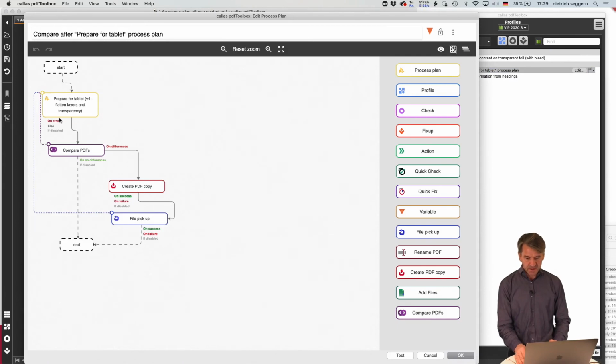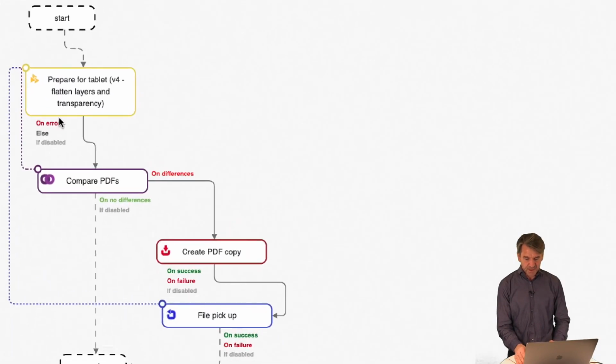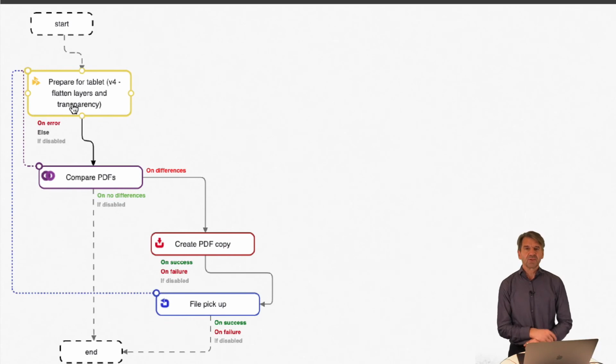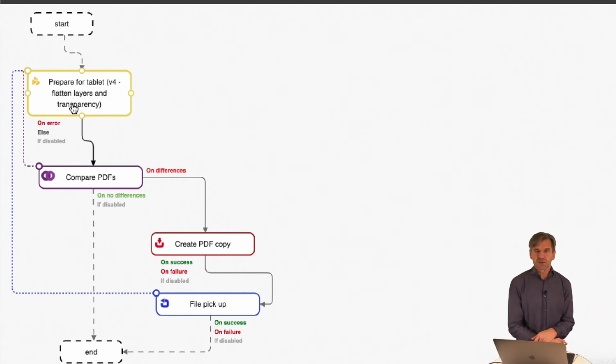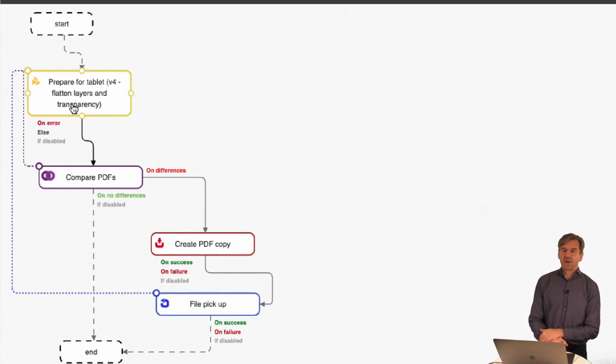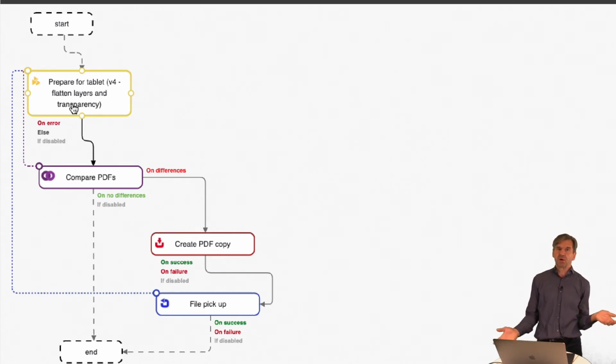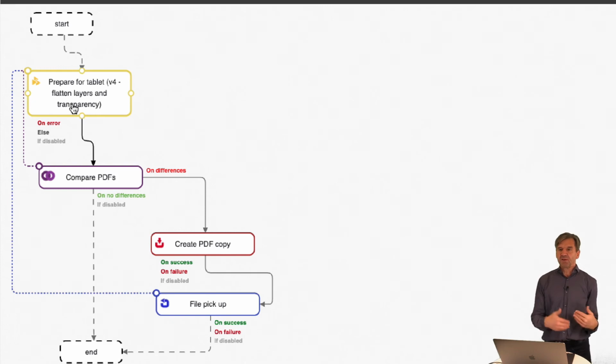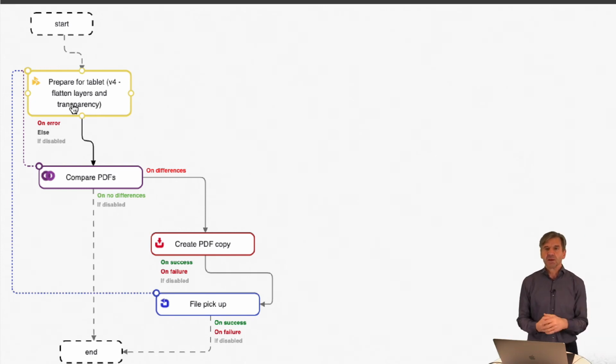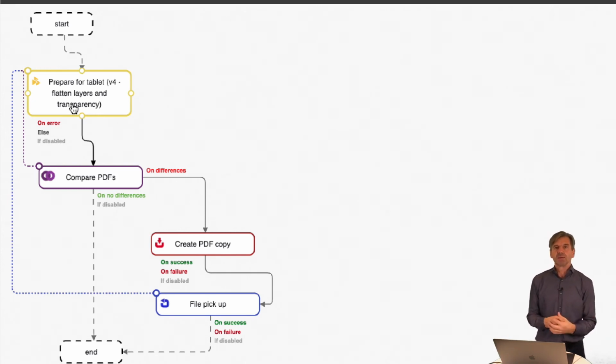Of course, it starts. And then it just calls another process plan. So it would be easy to adjust. And that prepares a PDF file for tablet publishing. As I've mentioned before, preparation of print PDF files for tablet publishing is getting more and more a frequent requirement for us. And this does many things with the page. And then, of course, you want to find out whether there are differences in the result page.